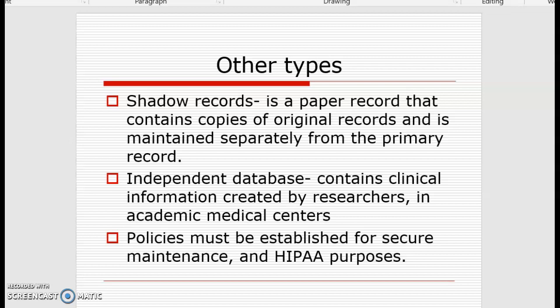Independent database. This contains clinical information created by researchers in academic medical centers. So if you're talking Iowa, Wisconsin, or any of them, you're going to talk about the teaching hospitals, the universities that do research. They have all their own research in their own database. And then policies must be established for secure maintenance and HIPAA purposes.